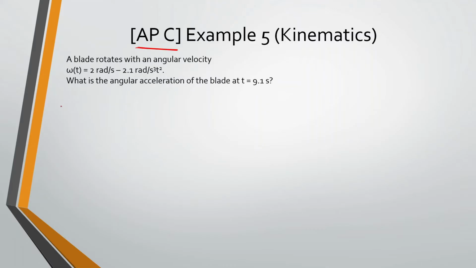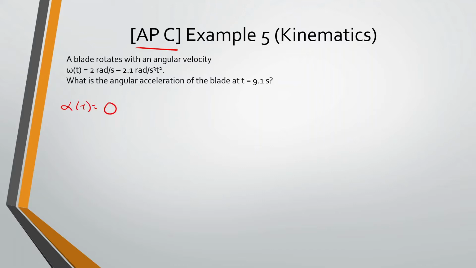And what we know for this calculus-based problem is we have omega of t equal to 2 minus 2.1 t squared. What is the angular acceleration of the blade at t equals 9.1? What we should know is for velocity, if you find the derivative, you get acceleration. That's going to be the same thing. If we find the derivative of the angular velocity, that'll give us alpha, or angular acceleration. So we can say alpha of t equals this derivative.